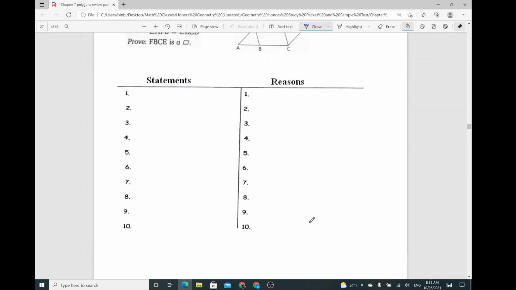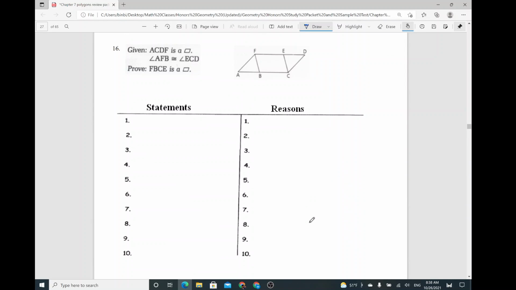Okay, so let's try one more problem with this one. ACDF is a parallelogram. So the overall picture here is a parallelogram. AFB is congruent to ECD. Okay. So we want to prove that FBCE, the small quadrilateral, is a parallelogram.